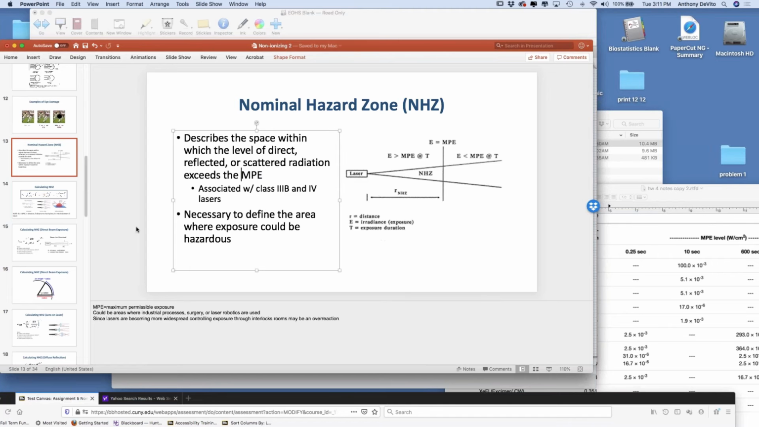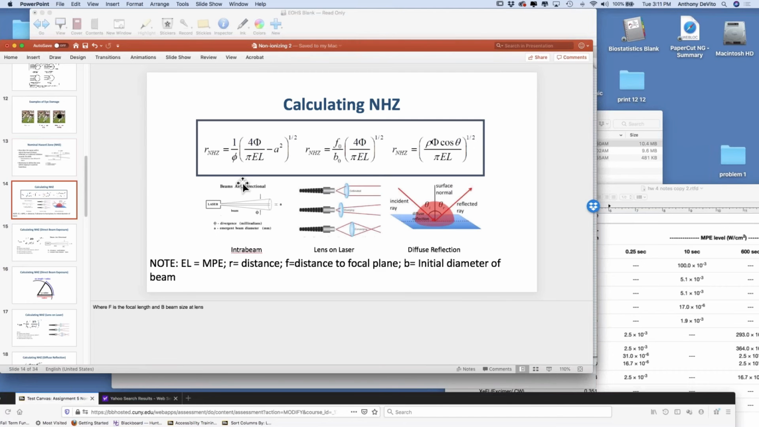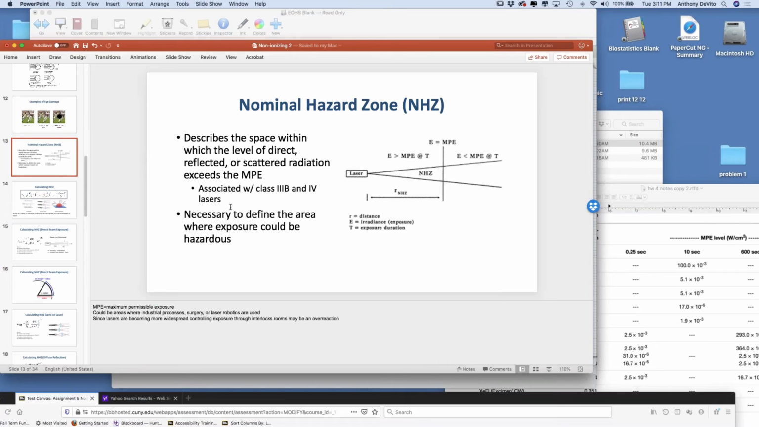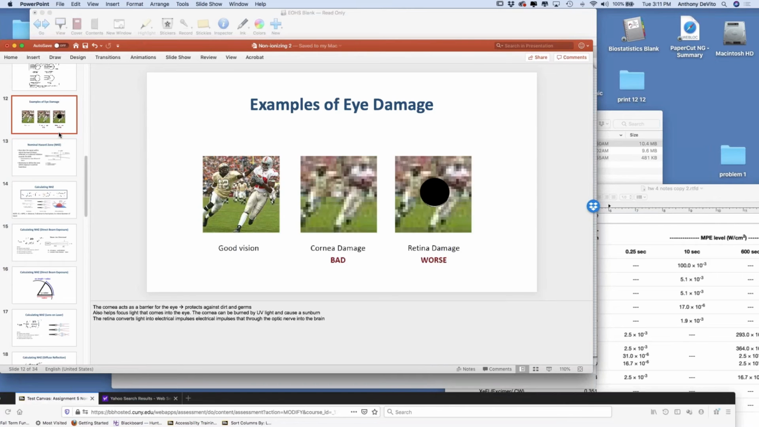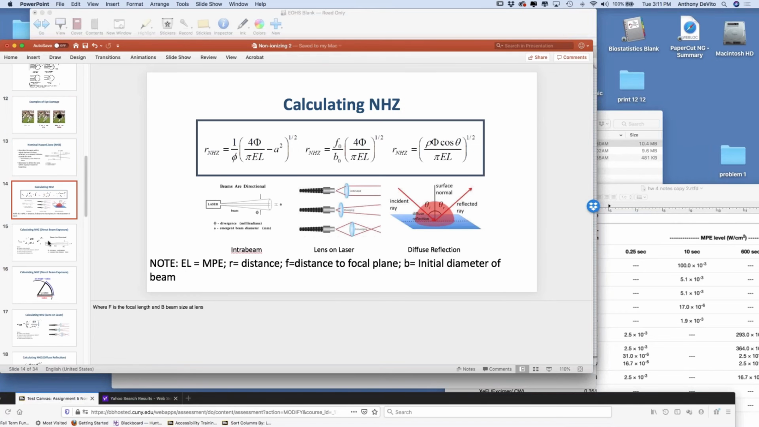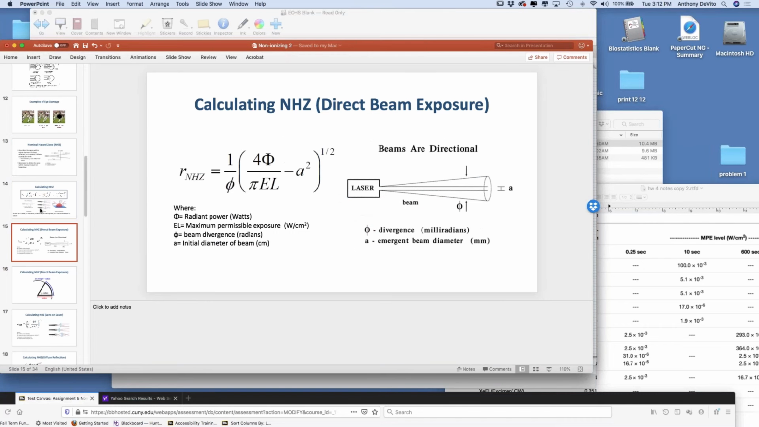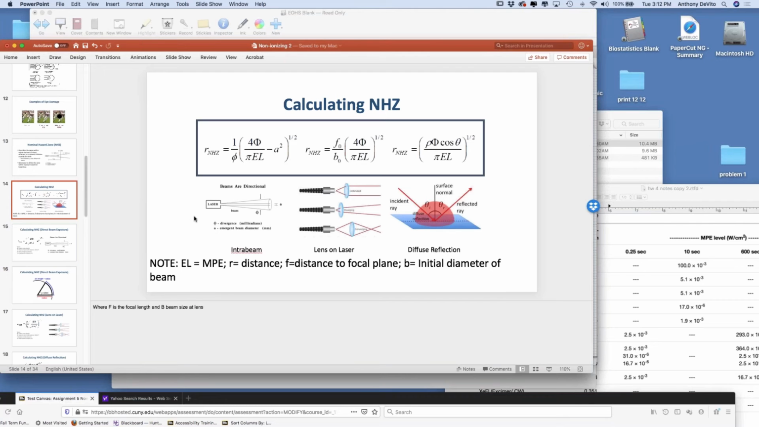Okay, so with these formulas, one of the issues here is that there are different situations that you might be measuring this in. Do I have it here? Let's see if I have it here. Okay, so we could be measuring it in a situation where it's a direct exposure to the beam, like this first area here.